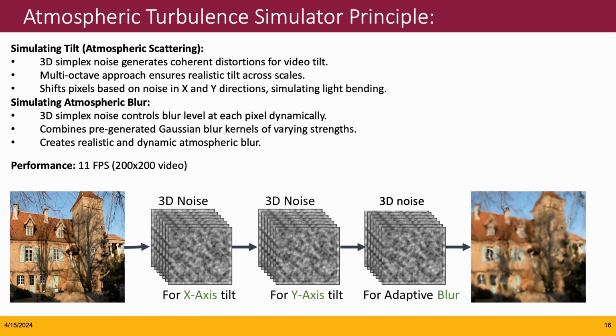Based on the pixel value of the first set of 3D noise, we shift each pixel in the X direction, corresponding to tilt in the X direction. Similarly, another set is used for tilt in the Y direction. The third set of 3D noise is used to assign the space-time blur amount at each pixel of the video.